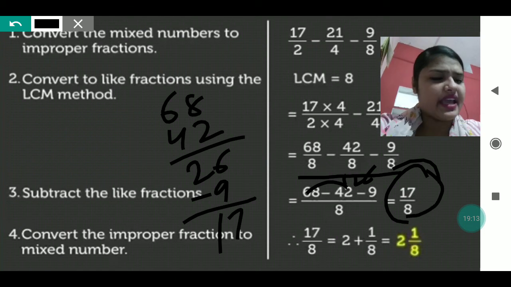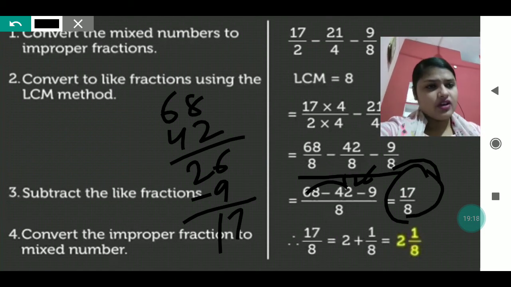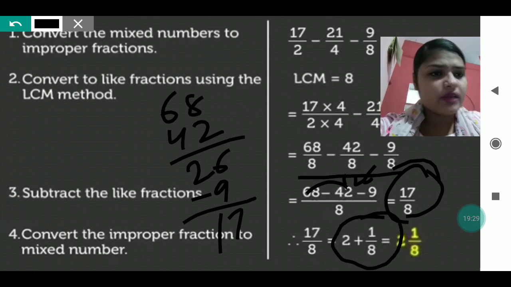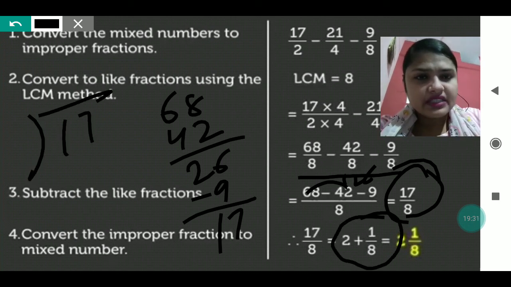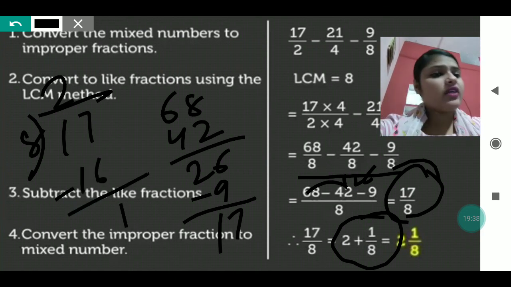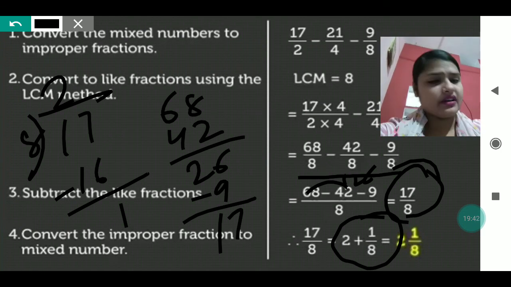Now, is this 17 by 8 in its lowest terms? Maybe it is in the lowest terms, but it is an improper fraction as the numerator is greater and the denominator is smaller. So we will convert it into a mixed fraction. When I divide 17 by 8, 16 is in 2 times, so 1 is the remainder. What will you get as the answer? 2 1 by 8. 2 is the quotient, 1 is the remainder and 8 is the divisor.